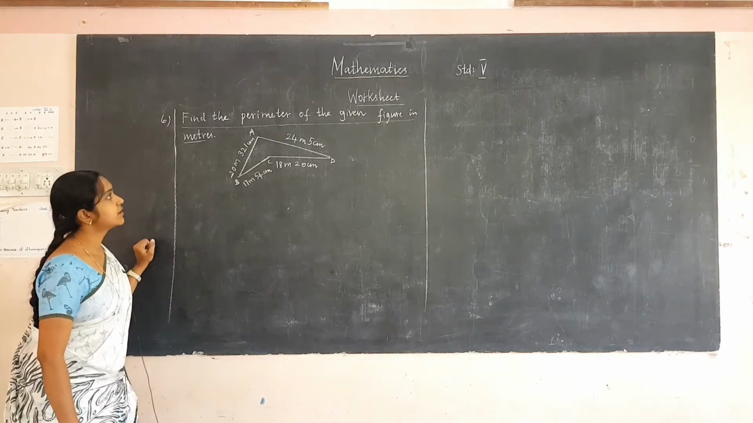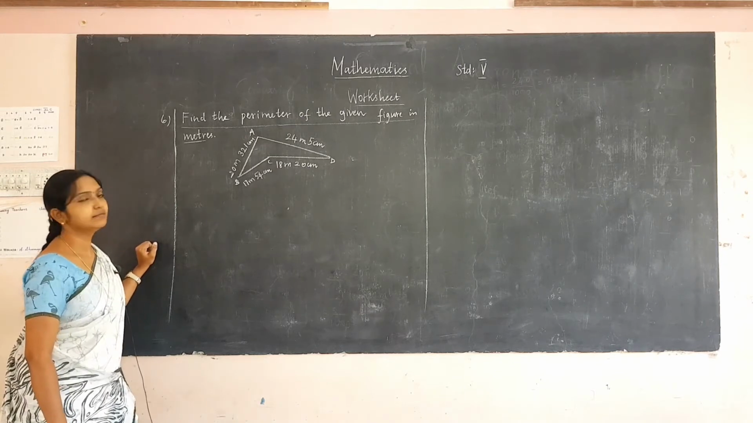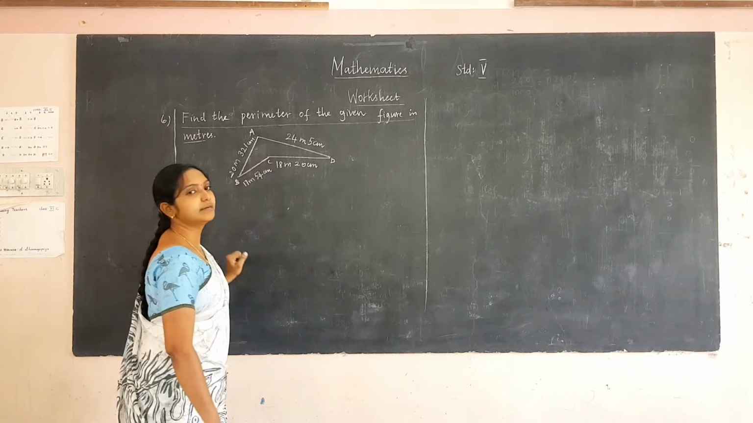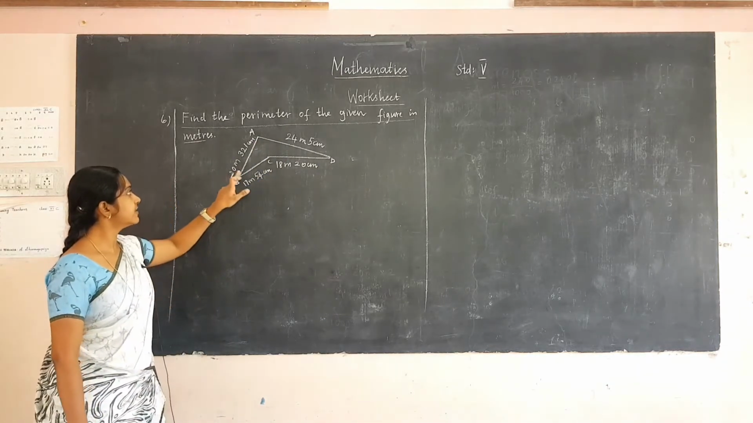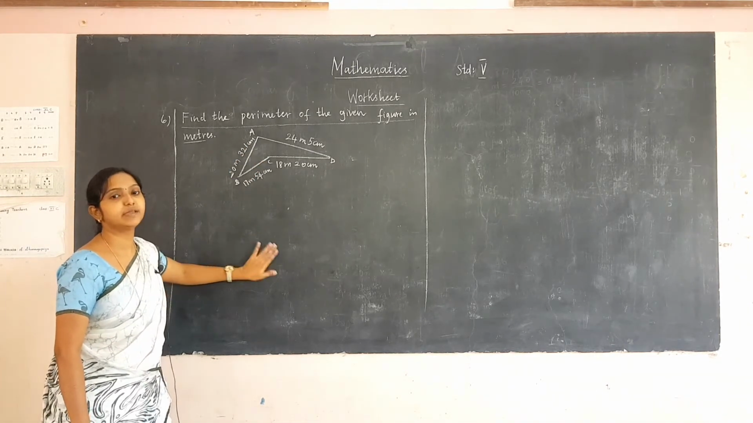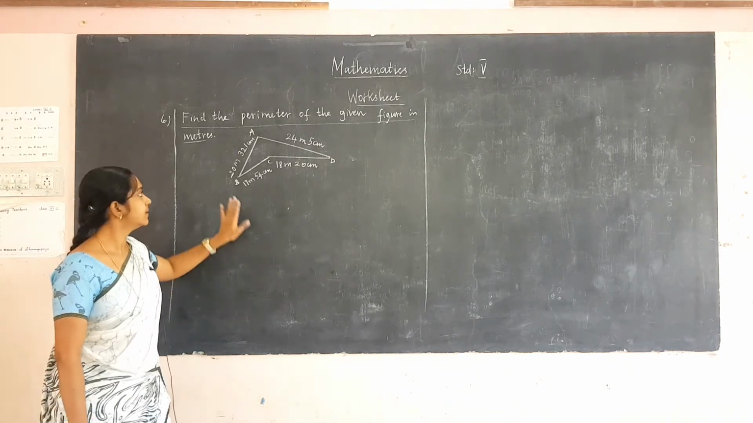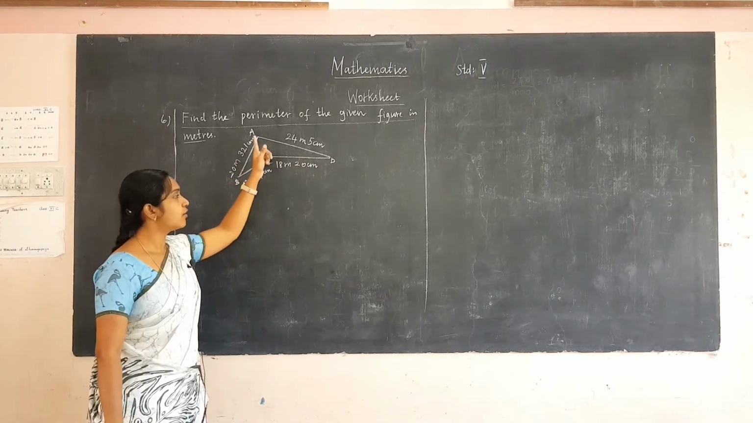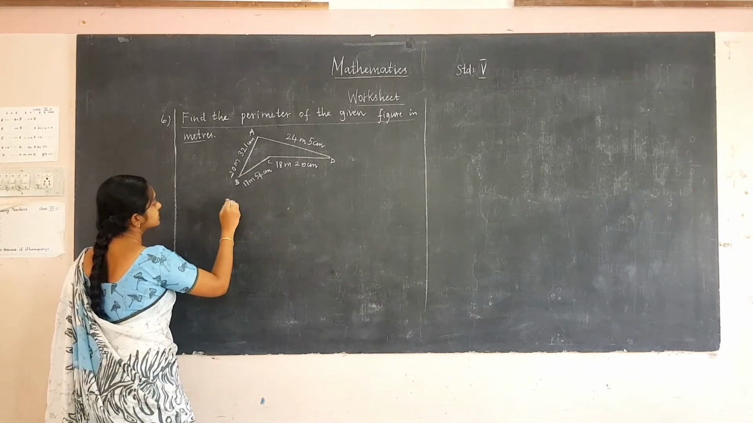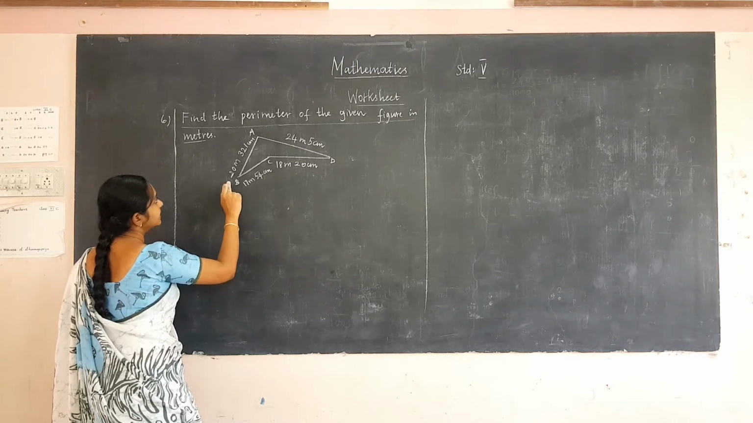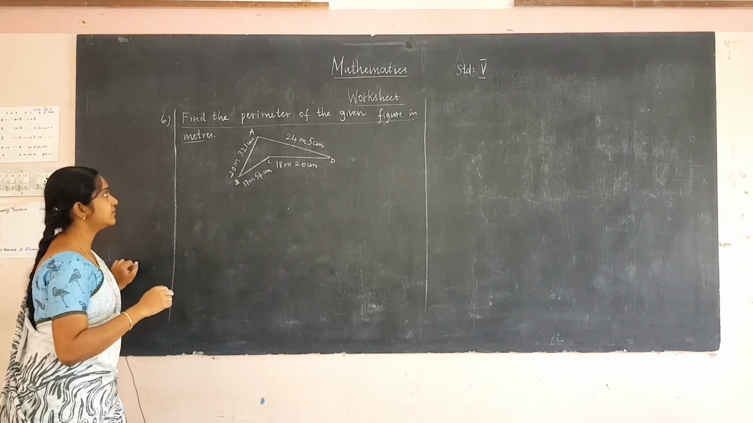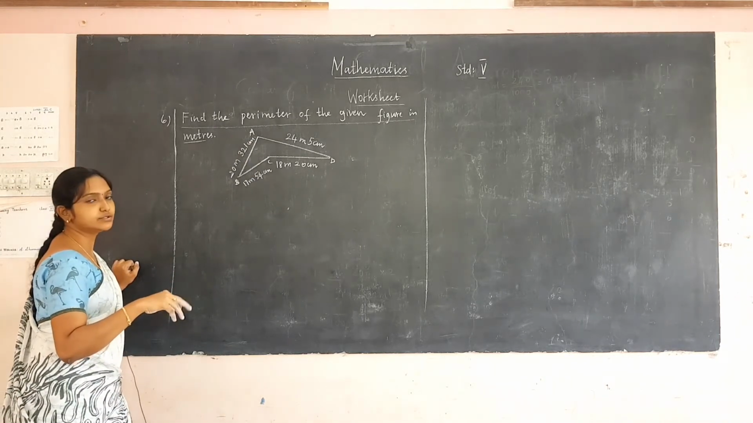The sixth question is find the perimeter of the given figure in meter. Perimeter means we have to add all the given measurements, but here some are given in meter and some in centimeter also. So, we are going to convert all the measurements into meter and then we are going to add. The first given measurement is 20 meter, 321 centimeter. First we are going to convert 321 centimeter into meter.